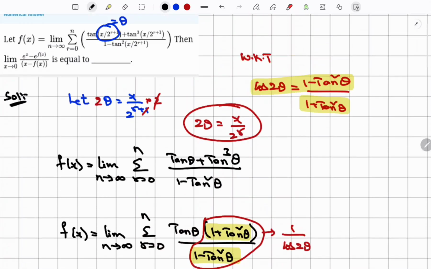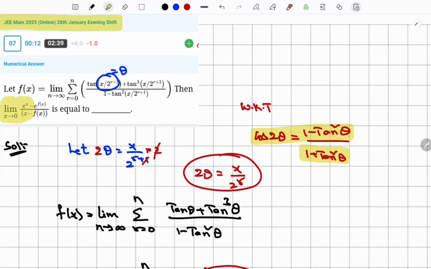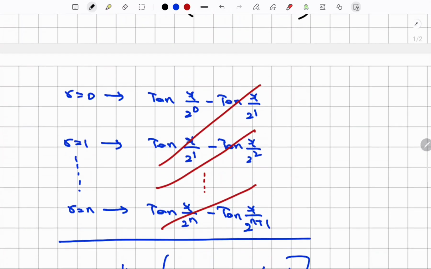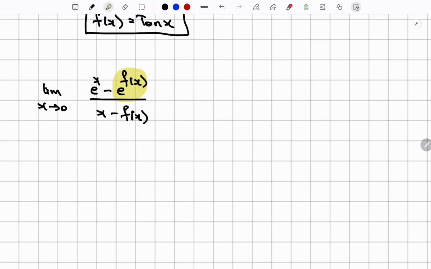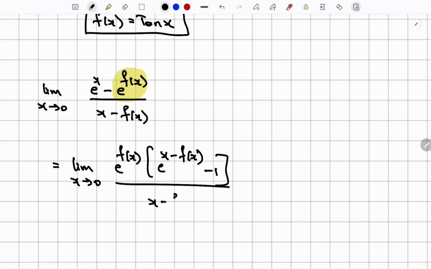Now let me find the answer to the question. My question is limit x tends to 0, (e^x minus e^f(x)) divided by (x minus f(x)). Let me write here limit x tends to 0, (e^x minus e^f(x)) whole divided by (x minus f(x)). Now let me take e^f(x) as common. Then limit x tends to 0, e^f(x) as common, then (e^(x minus f(x)) minus 1) whole divided by (x minus f(x)).